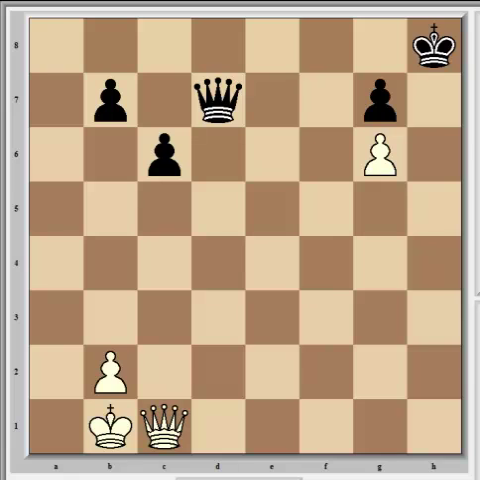So now we have the same position, except that the Black queen is on d7 instead of b8. And if you want to try and figure out the correct mode of progression, then stop the video now.